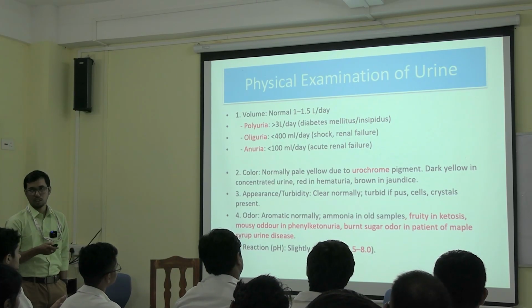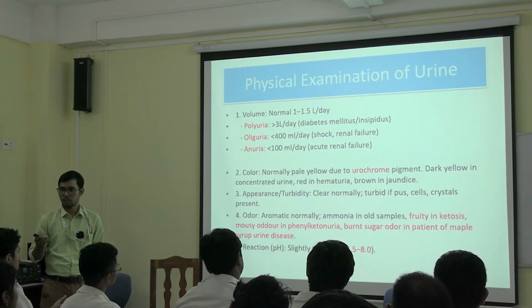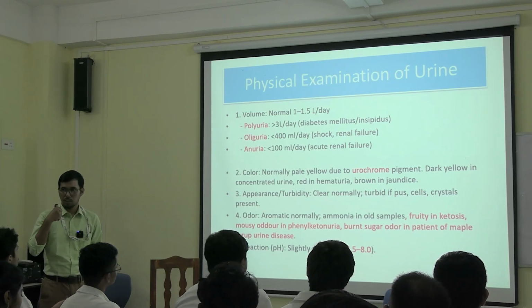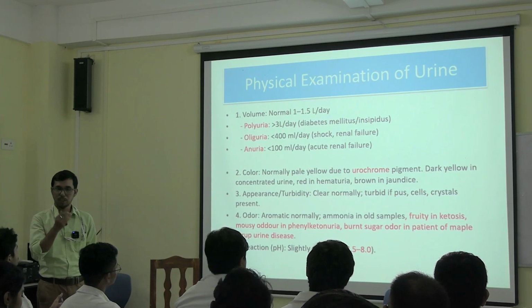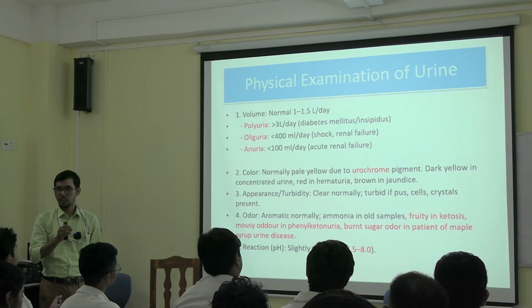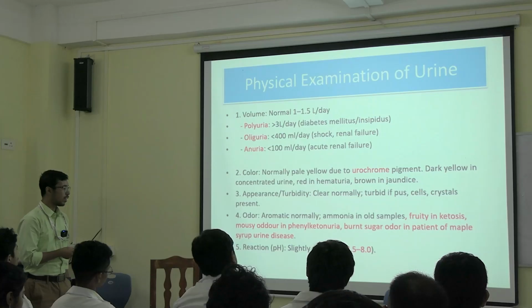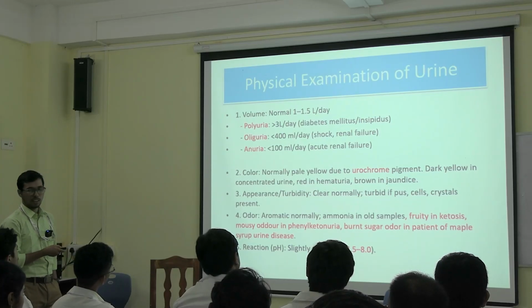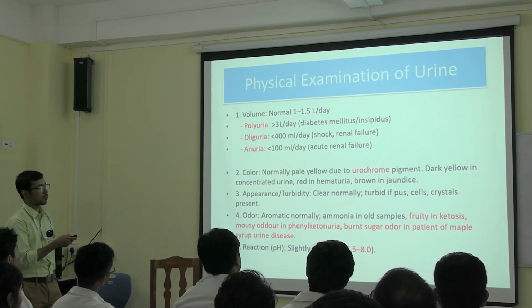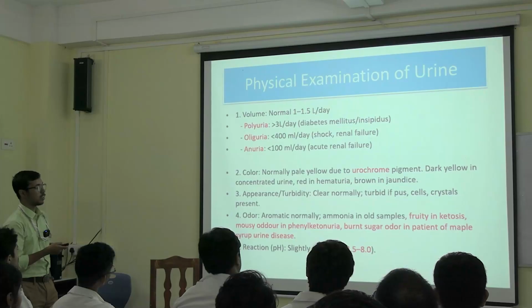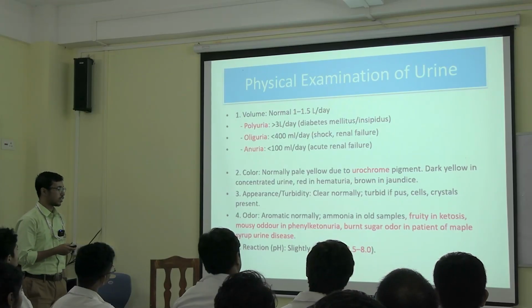So a person with diabetic ketoacidosis will be unconscious when brought to you in the emergency. From his nose, as he is breathing, beta hydroxybutyrate will be released, and from a distance you can diagnose that it is a diabetic ketoacidosis patient. Then mousy odor in phenylketonuria, it is a type of disease. Then burnt sugar odor in a patient of maple syrup urine disease.